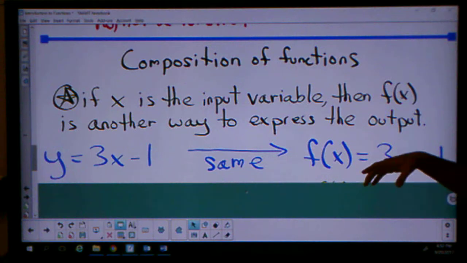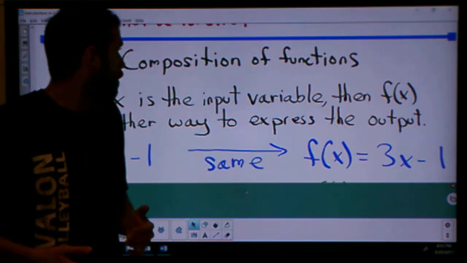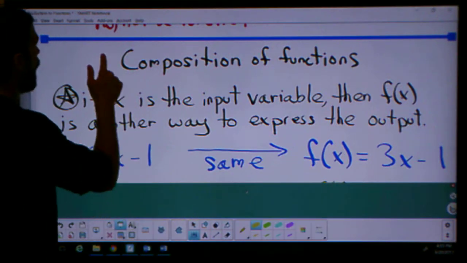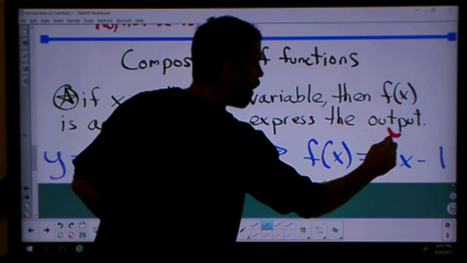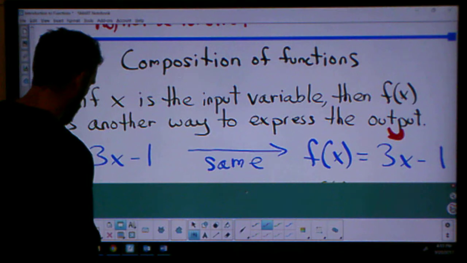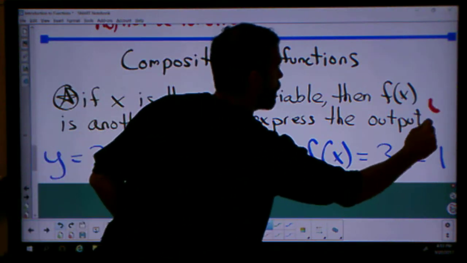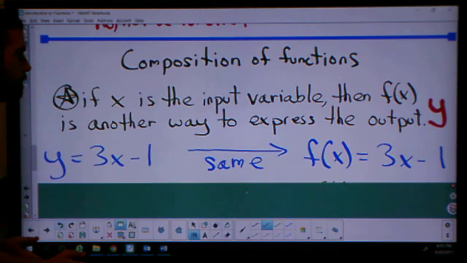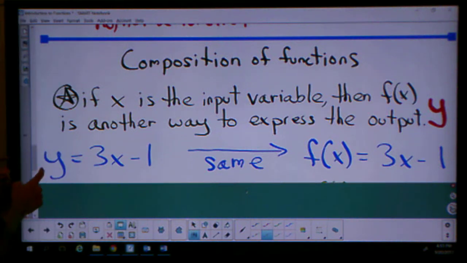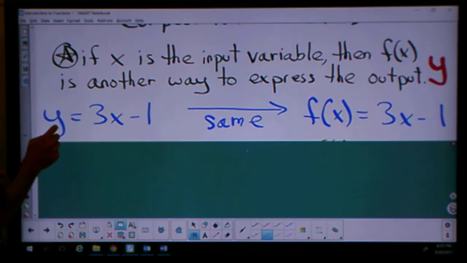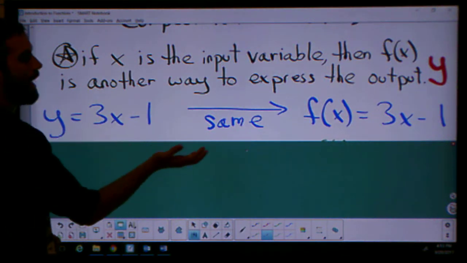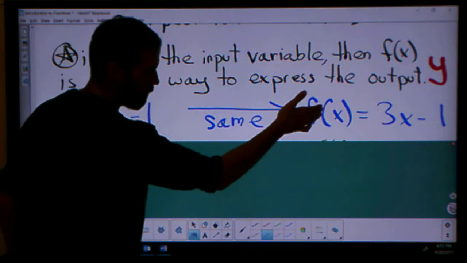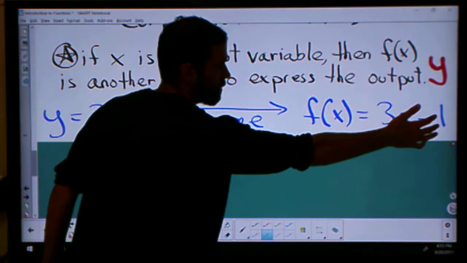And if you remember from up above, the input value is x, but your output value is the variable y. There we go. It's the variable y. So notice right here, we have the function 3x minus 1, and it says y equals 3x minus 1. This means the exact same thing as saying f of x equals 3x minus 1.